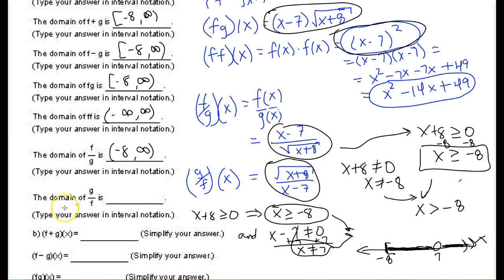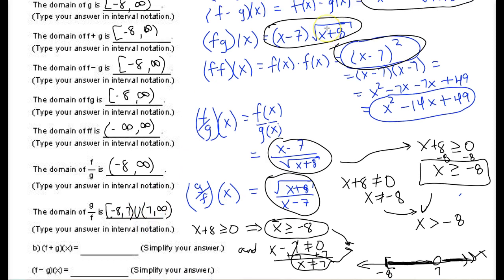And in interval notation, that would look like this. Going from negative 8 on to 7, parenthesis means we exclude, do the union to connect, and then from 7 to infinity. Okay? And so this is how we create these new functions from the old functions and figure out the domain of these functions.